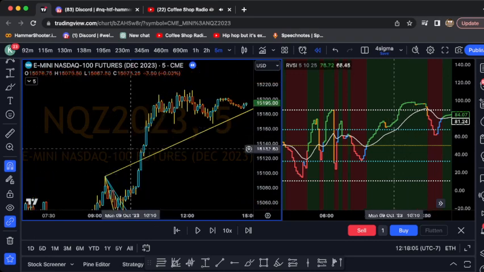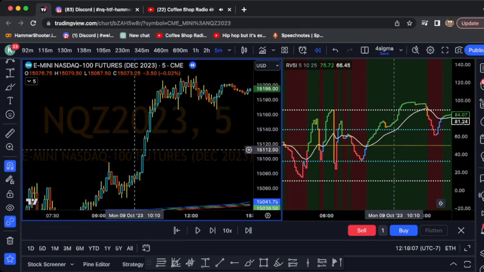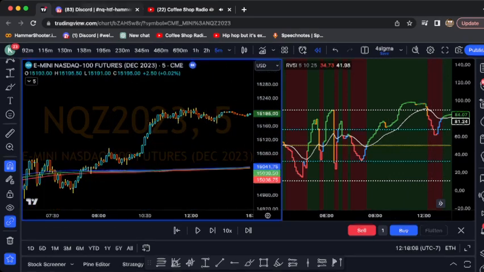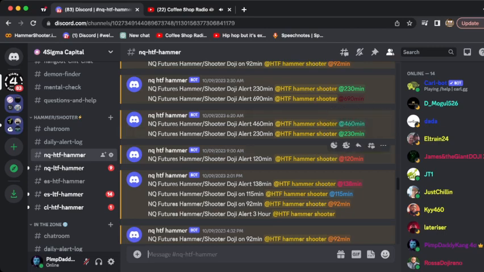Okay, so there was that doji on Monday. The 230, the 460, the 120. And then that's kind of it for that day. We didn't have any more dojis after that.